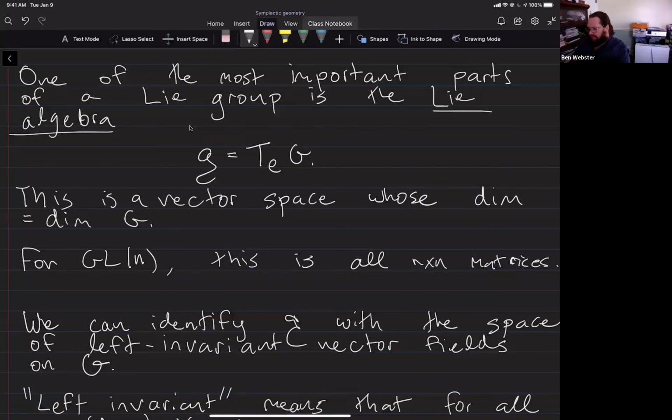So you'll see a few different ways of thinking about what the Lie algebra of a Lie group is. I like to start with, as a vector space, it's the tangent space to the group at the identity. So its dimension is the same as the dimension of the group as a manifold. For example, for GL_n, this is all n by n matrices. GL_n is a submanifold of n by n matrices thought of as a manifold, and so its tangent space at that point can be identified with the vector space itself.